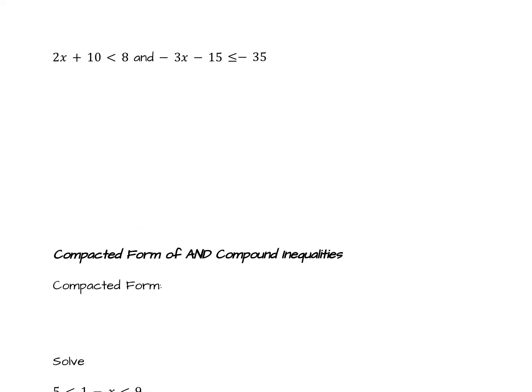One more example. So we have 2x plus 10 is less than 8, and negative 3x minus 15 is less than or equal to negative 35. So my first step, I'm going to be subtracting 10. So we have 2x is less than negative 2. Then I'm going to divide by 2, and I have x less than negative 1. Now I did not flip my inequality here because I didn't divide by a negative.